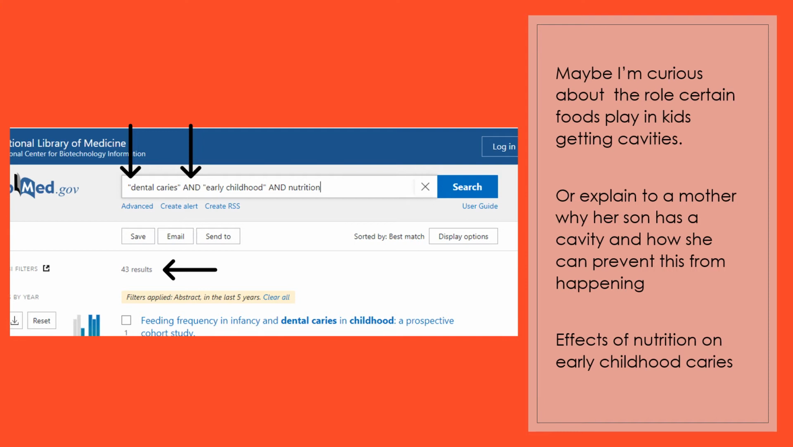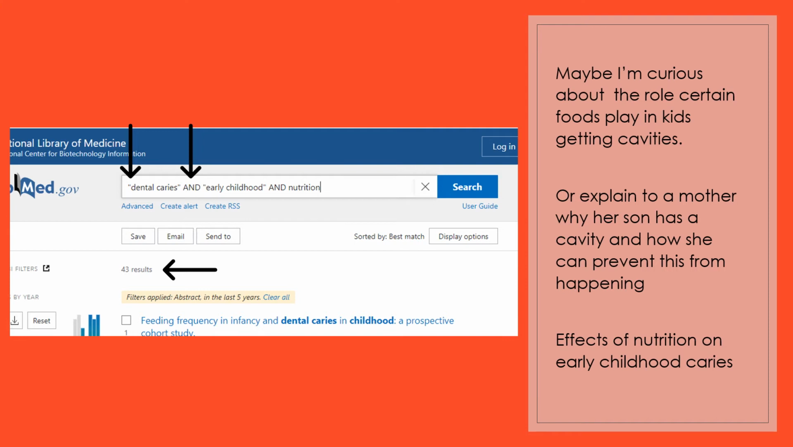And then we're also looking for nutrition. I don't just want what's happening with early childhood caries, I also want to include nutrition. I've got 3 separate limiters on here. This is another part where your PICO comes into play. My P of PICO is my problem or my population, actually I have both of them. My problem is caries, okay? And my population is early childhood. And my intervention is nutrition, okay?